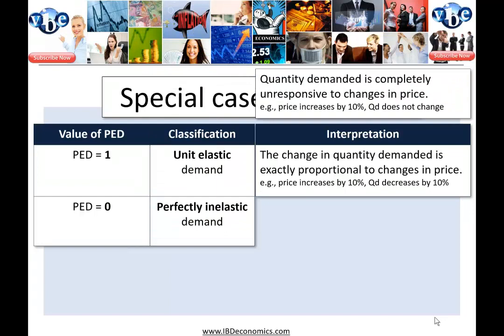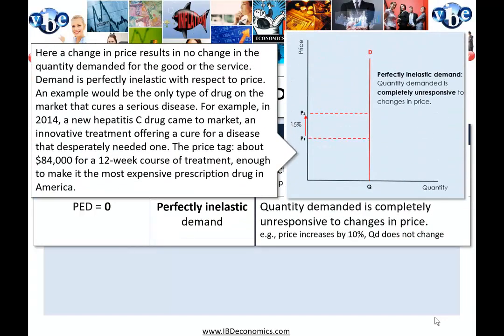PED equals 0, we call this perfectly inelastic demand. Quantity demanded is completely unresponsive to changes in price. For example, if price increased by 10%, quantity demanded would not change at all. And this is this perpendicular demand curve, straight up and down. Here, a change in price results in no change in quantity demanded for the good or service. Demand is perfectly inelastic with respect to price.